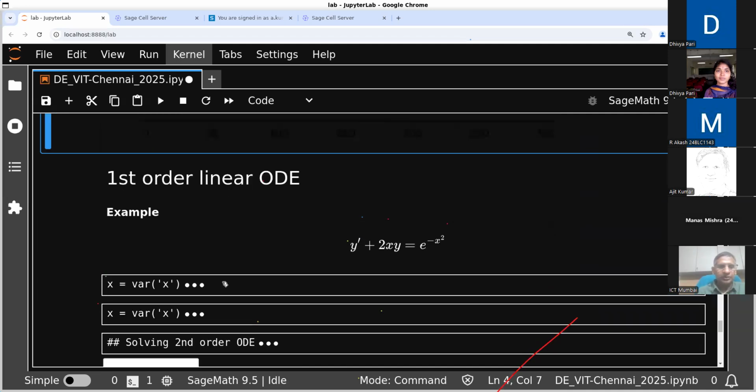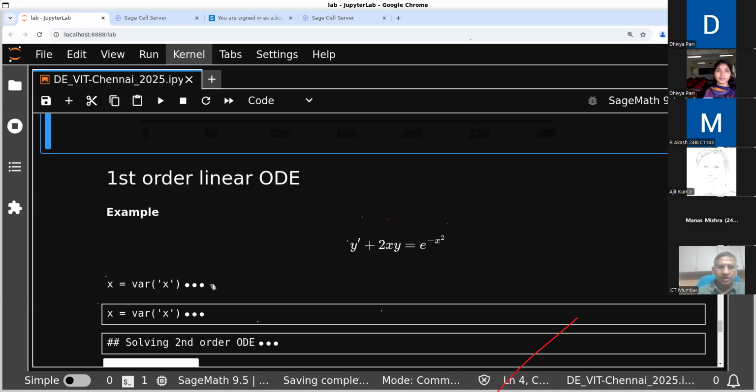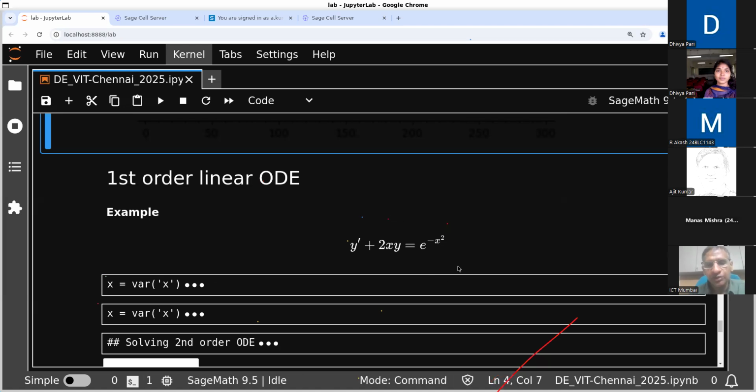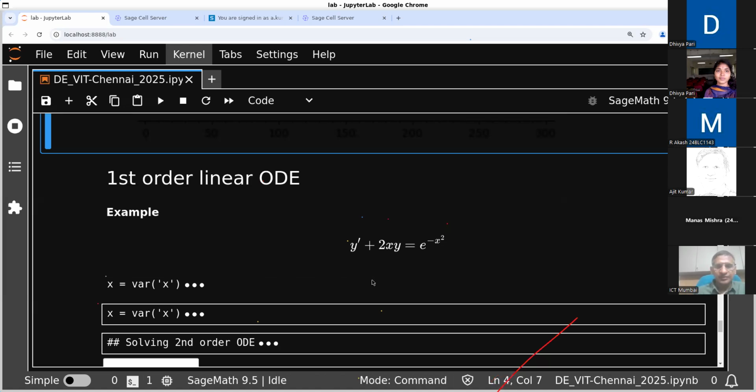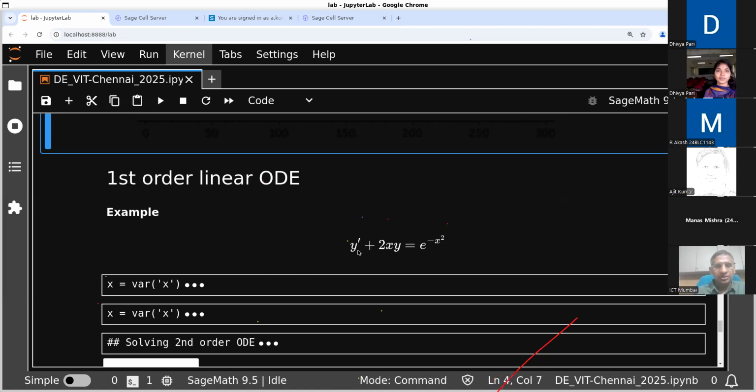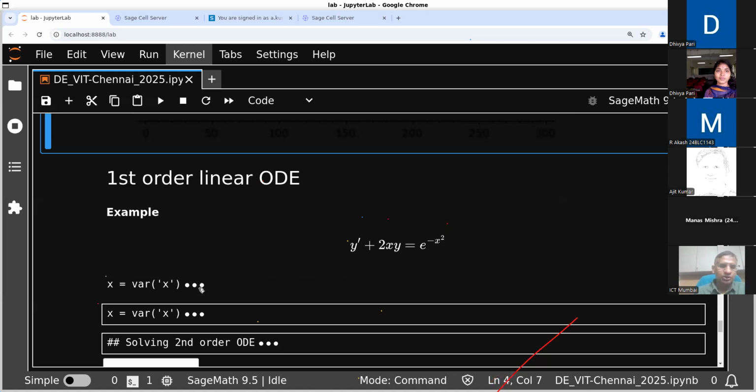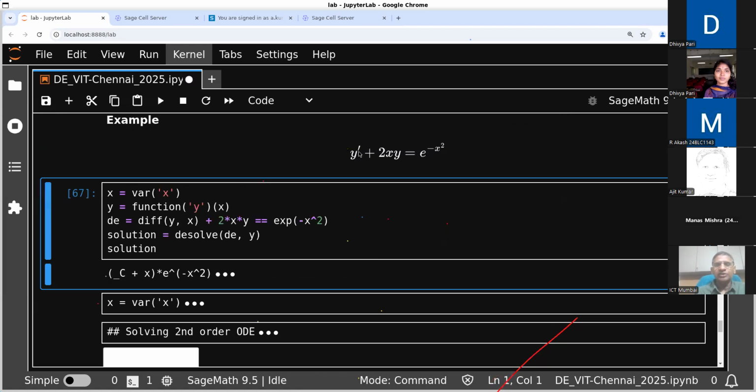Okay. Similarly, you can look at this differential equation, y dash plus 2xy equal to e to the power minus x square. Can somebody tell me what kind of differential equation is this? This is first order again. It is a linear ODE, but it is non-homogeneous, right? The right hand side is non-zero, so it's non-homogeneous. If I want to solve this, very easily you can solve this using a standard method like integrating factor.